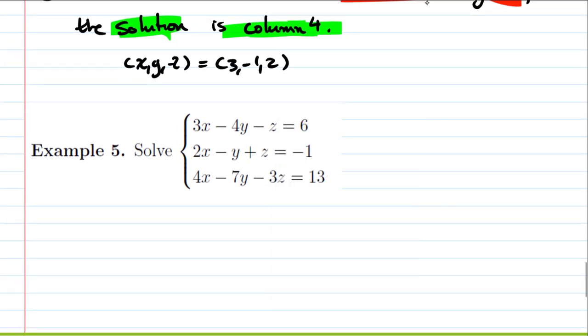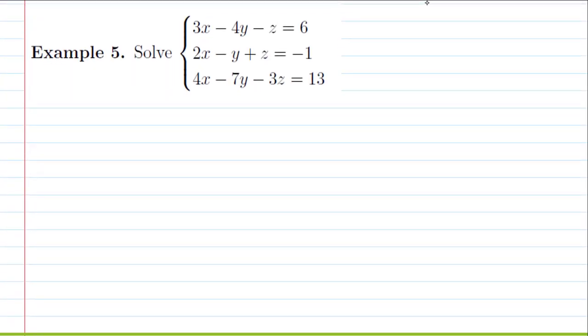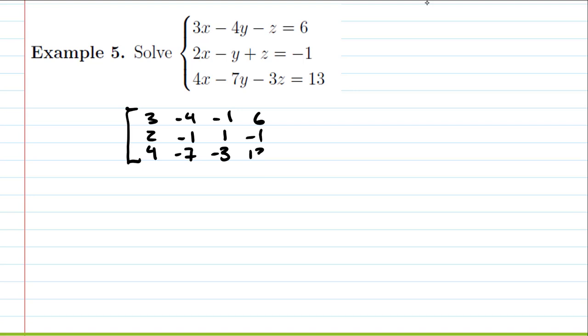We're going to do the same process this time. The first thing we need to do is write our linear system as a matrix. So 3, 2, 4, -4, -1, and -7, -1, 1, and -3, and 6, -1, and 13. This is still a 3 by 4 matrix.